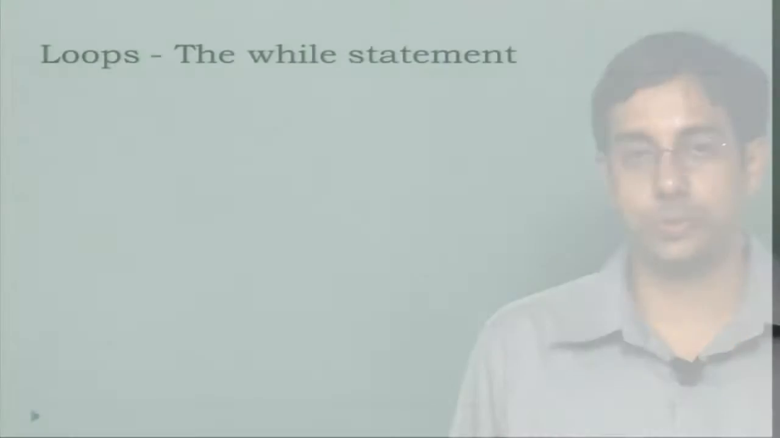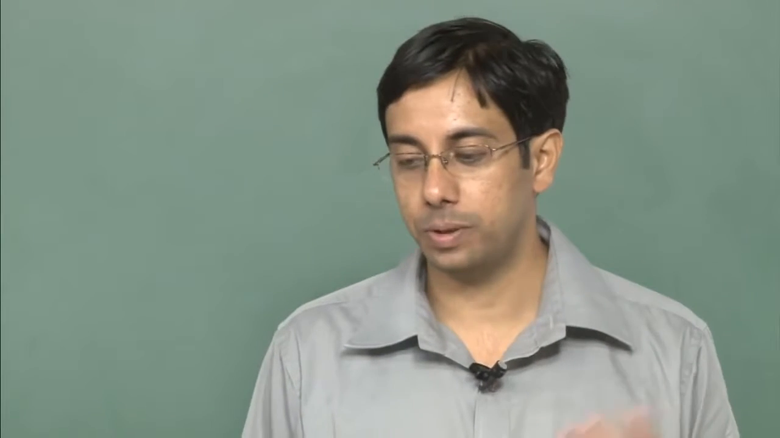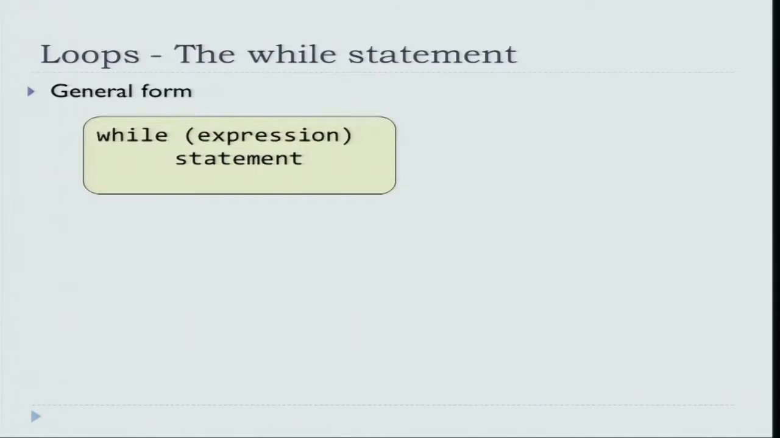In this session, we will look at loops in the C programming language, and we will start with a very basic kind of loop, which is known as the while statement. The general form of a while statement is similar to that of an if: there is an expression, and you say while that expression, then do the statement.